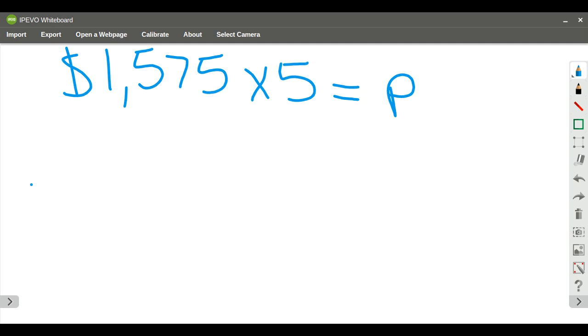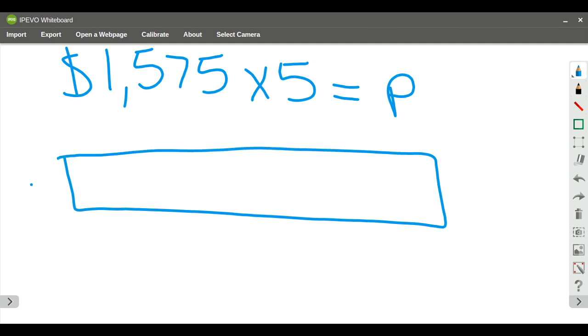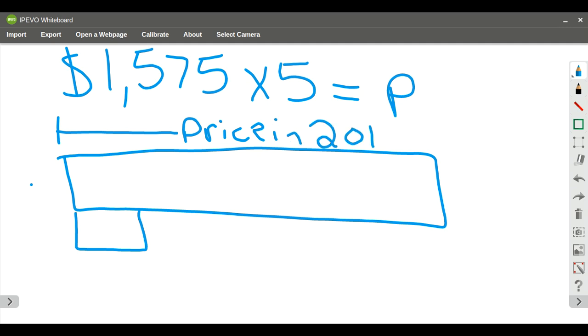Now I'm going to take this one step further and model this using a bar diagram to help me figure out what this is going to look like. So I'm going to draw my first bar diagram, and then I'm going to draw another bar diagram. And then my first bar diagram up at the top all the way across is my total. So my total is going to be price in 2015. That's going to be my price. That's going to be what's up here on the total. And then down here, I'm going to just write 1980. And then I'm going to write 2015 here.